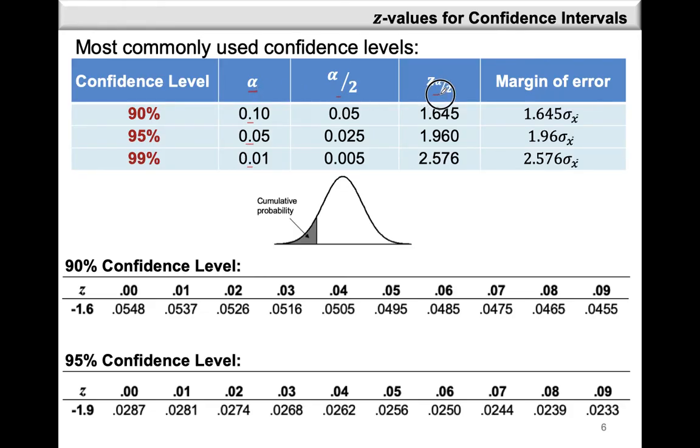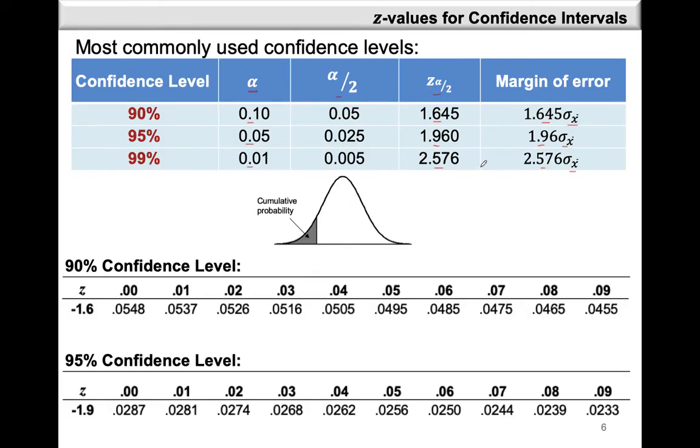Then Z alpha over 2 is the critical value that we'll use to obtain the margin of error. So for the 90%, your critical value is 1.645, 95% is 1.96, 99% is 2.576. So that means that your margin of error will be your critical value multiplied by your standard error. So for the 90% confidence level, it will be 1.645 times sigma x bar. 95% it will be 1.96 times sigma x bar, and 99% it will be 2.576 times sigma x bar.